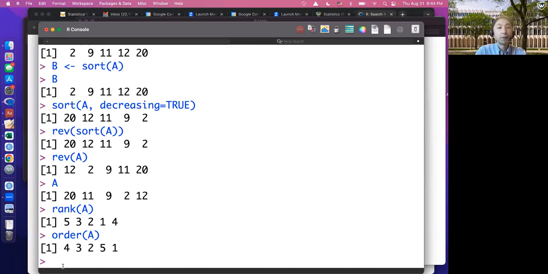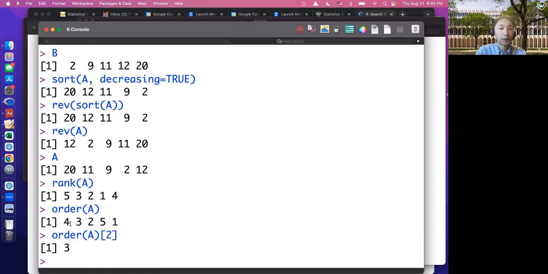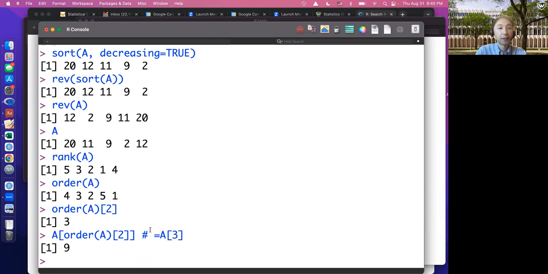So for example, if you want to get the 2nd smallest observation in A, you can use order A of 2. So this returns 3. So this means the 2nd smallest observation is the 3rd element of A. So if you put this in A, this is equal to A of 3. So this is 9. So you can get the 2nd smallest observation with just one line of R code.